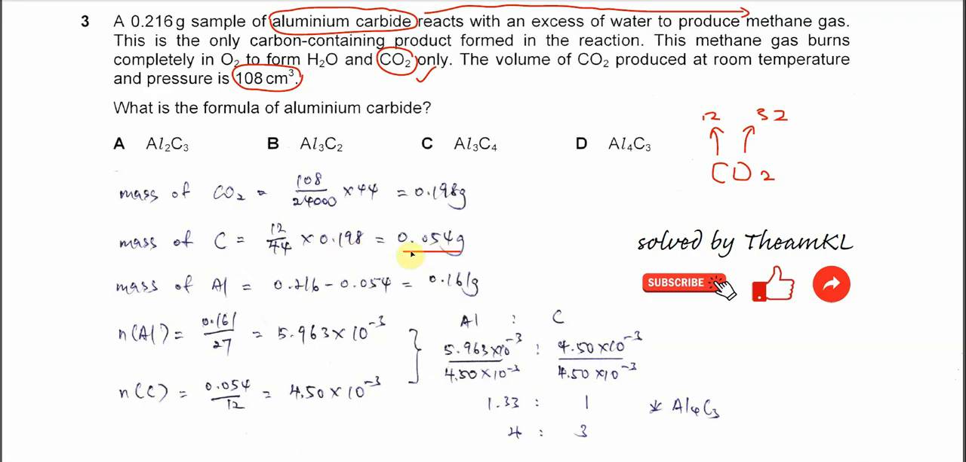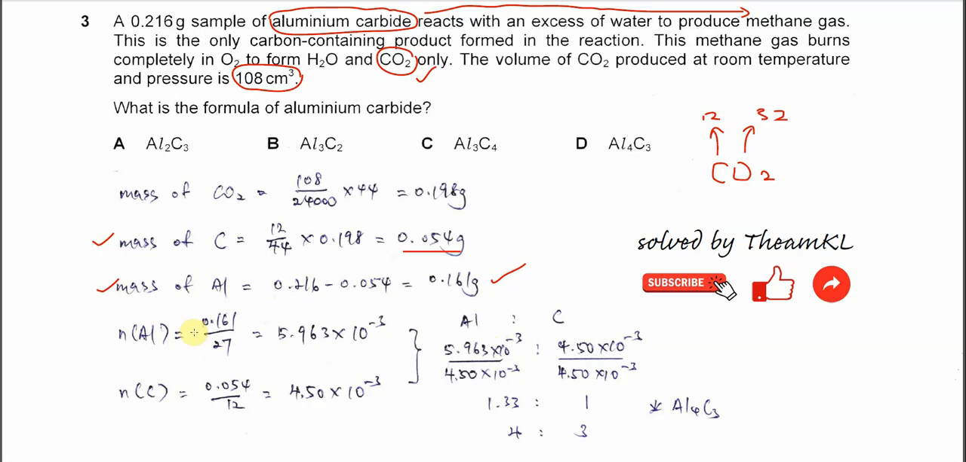Once we get the mass of carbon, we can get the mass of aluminum, because in the sample just now there are only two elements, which are aluminium and carbon. So we just need to use 0.216 minus 0.054. The remaining mass is the mass of aluminum. So now we have the mass of carbon and the mass of aluminum.